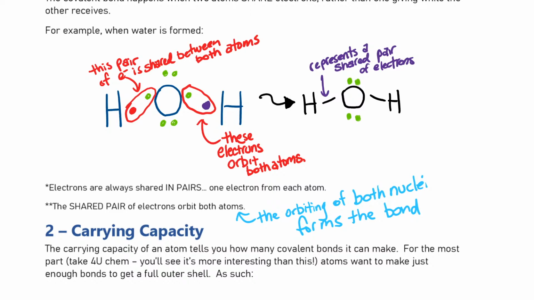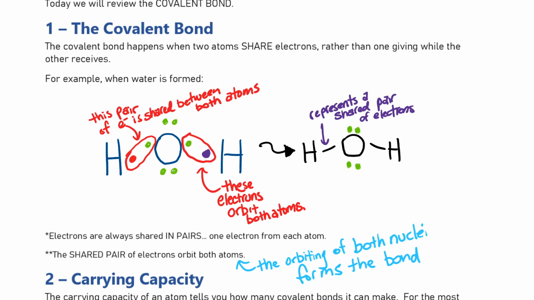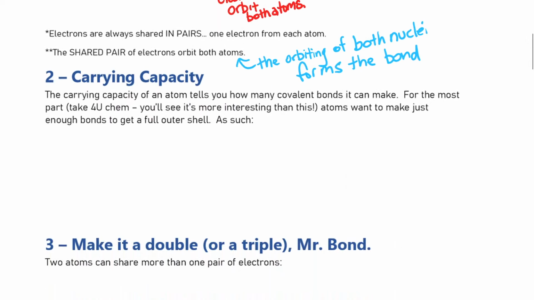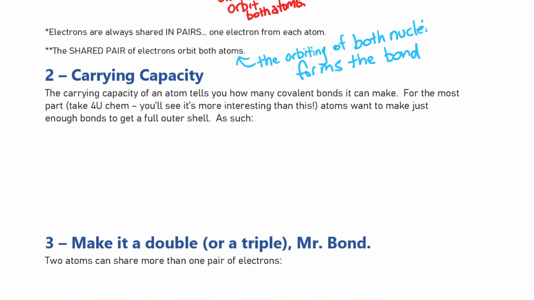All right, so hopefully that makes some kinds of sense. Now, what can we do with that? Well, now that we know what we probably already knew before, that covalent bonding represents sharing, we're going to start to think about the implications of that. Now, I should mention too, this is weaker than an ionic bond.